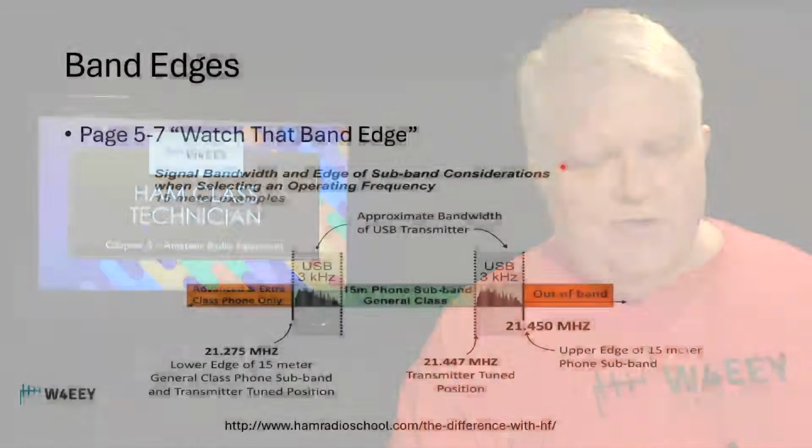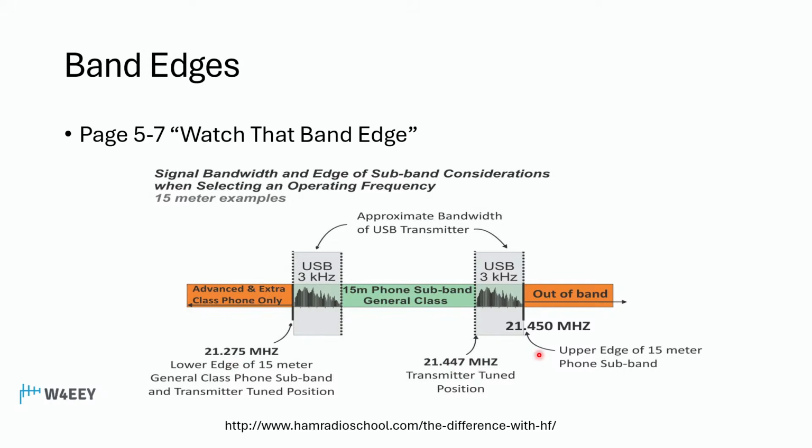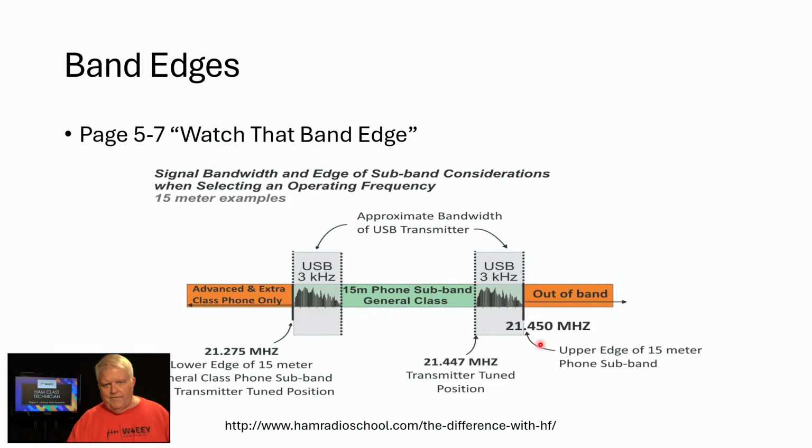So, for example, we want to watch out for the band edges. This is 15 meters, 21 megahertz. 21450 is the top end of the amateur 15 meter band, if you look on the color chart. So we do not want to be transmitting above 21450. Knowing that our signal is 3 kilohertz wide, we want to have the indicated number on our radio be 3 kilohertz below the band edge, or 21.447. We want to keep the modulation in mind here so that we don't transmit out of band.